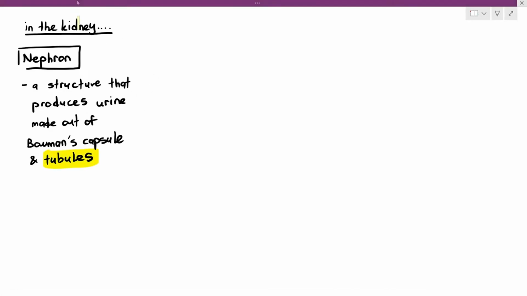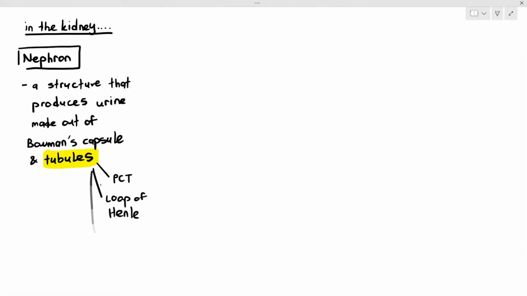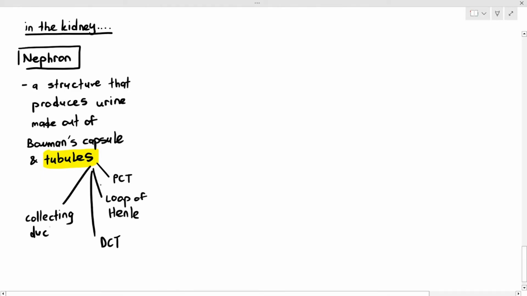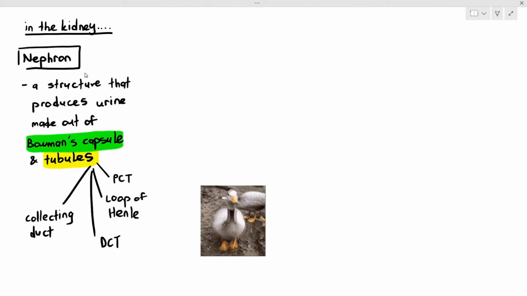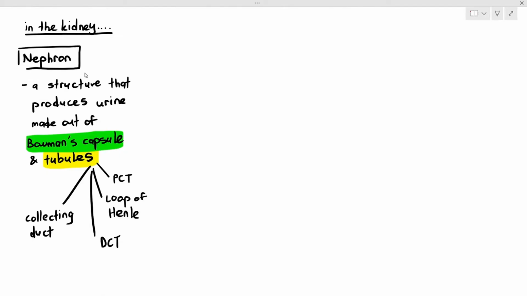And if you notice the tubules, I've branched out the tubules by showing PCT, loop of Henle, DCT, and collecting duct. So collecting duct, not duck, okay. When I use the word duct or duck, it's just pronunciation issues. Anyway, what I'm doing here is I'm drawing out the structure of the nephron.